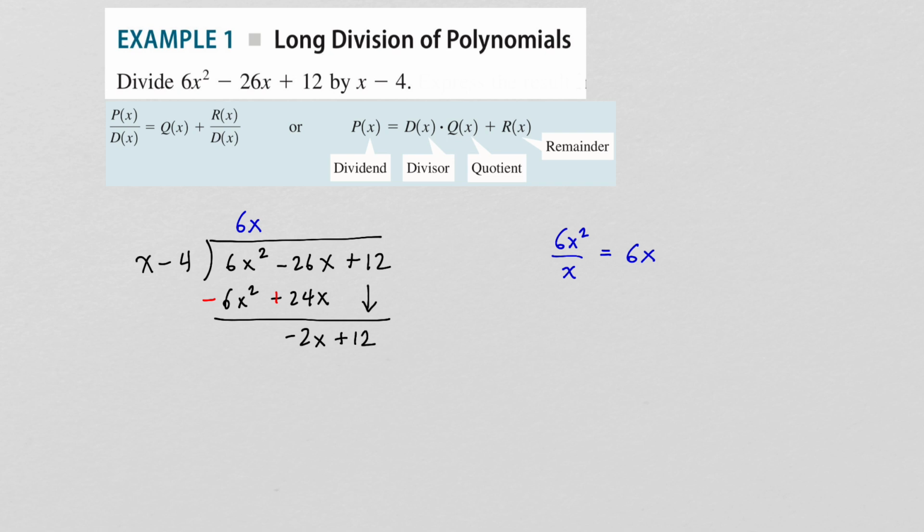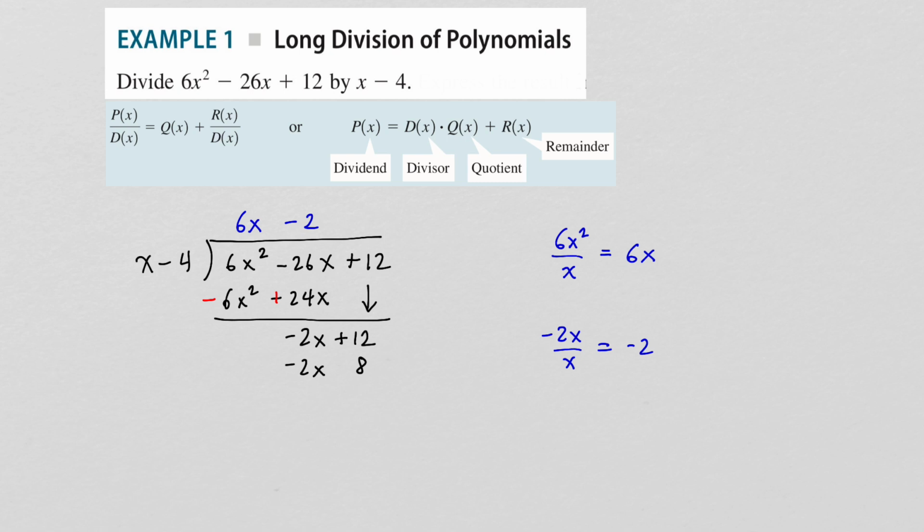And now we're going to repeat the process. So now we simply ask, how many times does x go into negative 2x? So negative 2x divided by x is negative 2. So I'll write that answer here. And now negative 2 times x is negative 2x. And negative 2 times negative 4 is positive 8. And I'm just going to write 8 instead of positive 8.